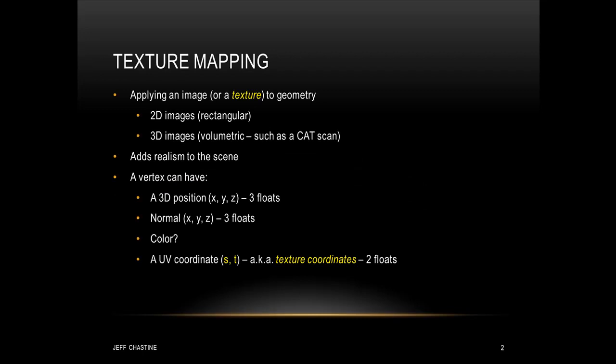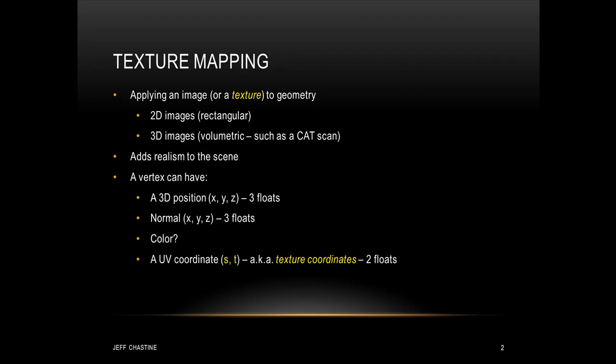So what is texture mapping? Well, that's when you apply an image, also known as a texture, to geometry. Now realize that image data doesn't have to be 2D, in other words, it doesn't have to be rectangular. It could also be 3D or volumetric, such as a CAT scan or an ultrasound. Now why do we have texture mapping? Because it's going to add realism to the scene.